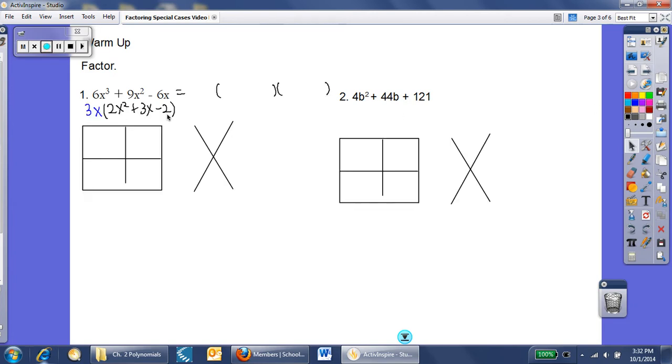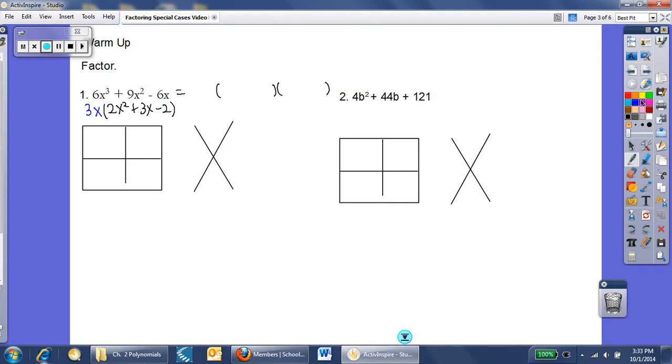Now that the warm-up's complete, let's go ahead and get the answers to it together. If you look at the first one, I notice that 6, 9, and 3 all have a common factor of 3, and each of them has an x. So I'm going to pull out a 3x, the GCD or GCF of these terms. Now it looks like this.